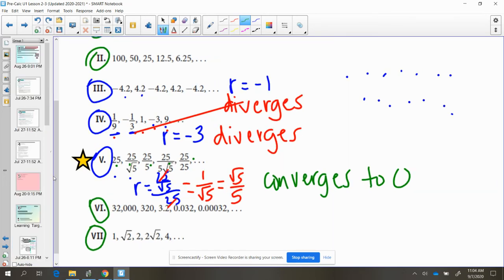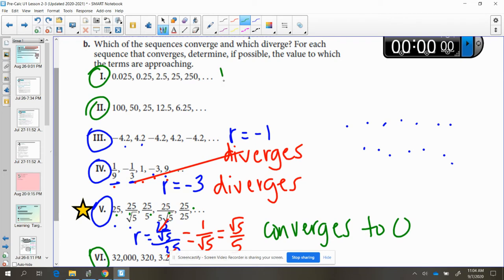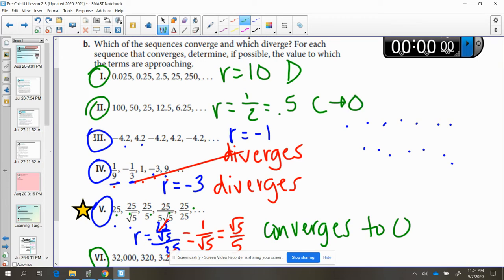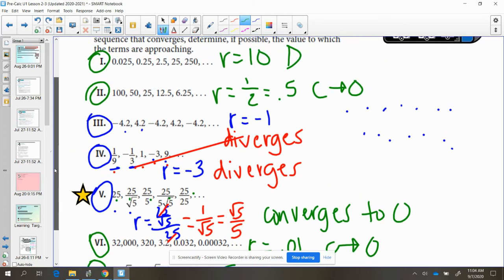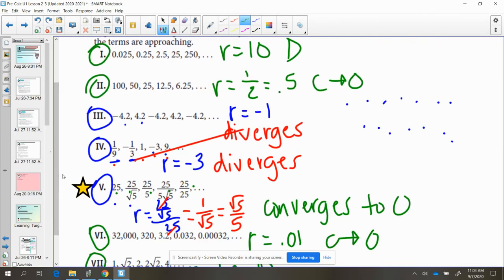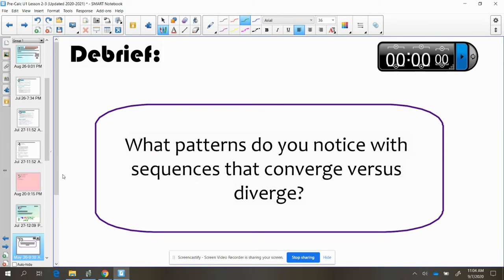Well, what you should have noticed here is that our first series, our R value is 10, this diverges. Our R value here was 1/2 or 0.5, this converged towards 0. And down here for 6, the R value was 0.01 or 1/100th. This converged to 0. And last but not least, in 7, our R value was the square root of 2, and this one diverged. So at this point, are you noticing a pattern between the ones that converge versus the ones that diverge?